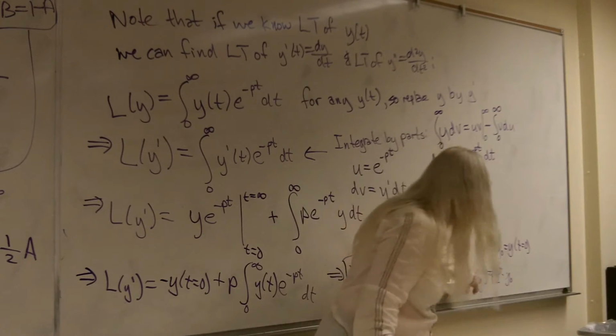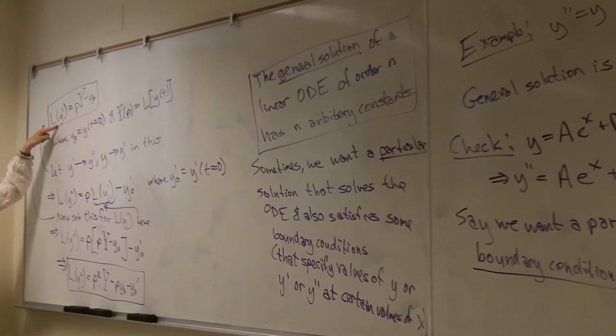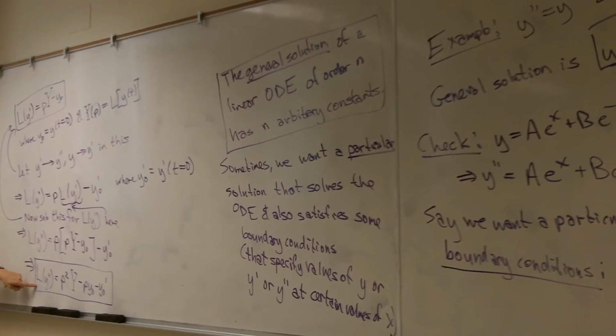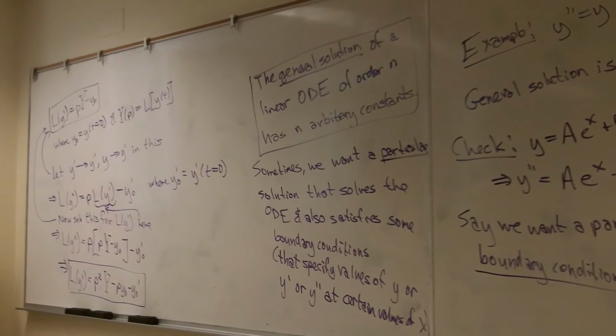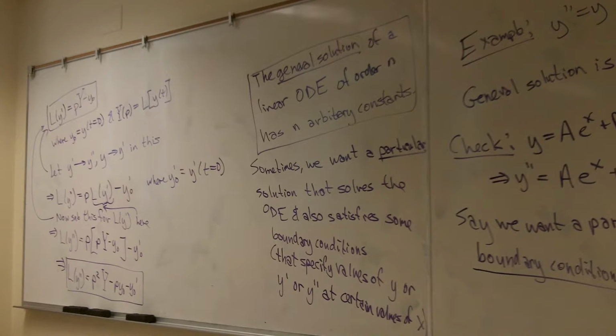I can write this that way, which is the way I wrote it up over here. So in other words, capital Y is the Laplace transform of little y. Then this equation tells me the Laplace transform of y prime, and this equation tells me the Laplace transform of y double prime. So if I know the Laplace transform of y, I also know the Laplace transform of its derivatives also. Okay?